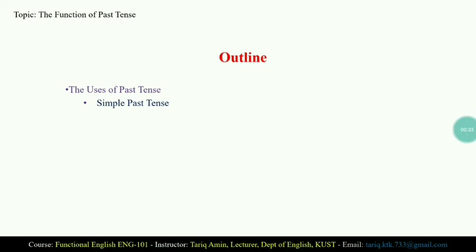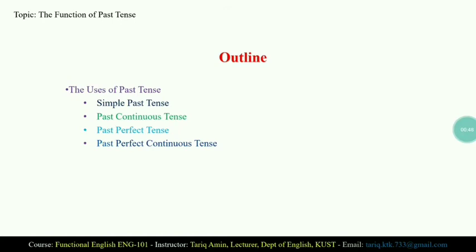There are four types of past tense. The first one is simple past tense. The second one is past continuous tense. The third one is past perfect tense. And the last one is past perfect continuous tense.